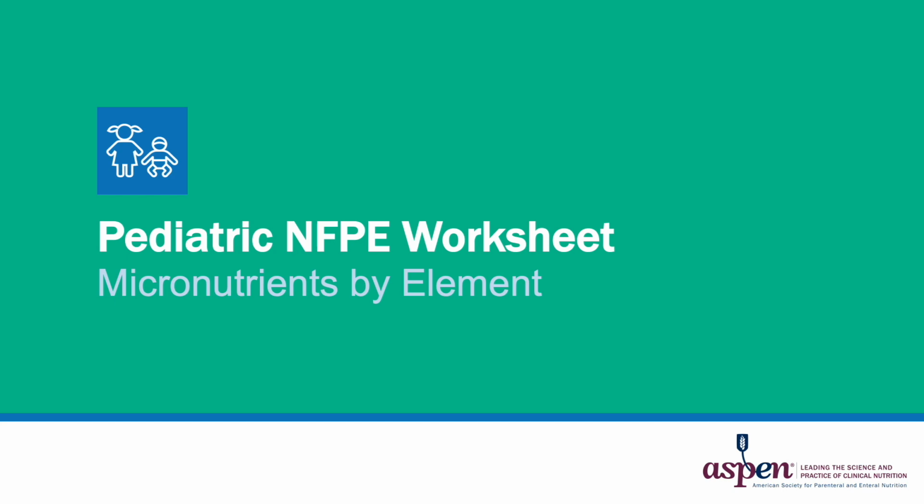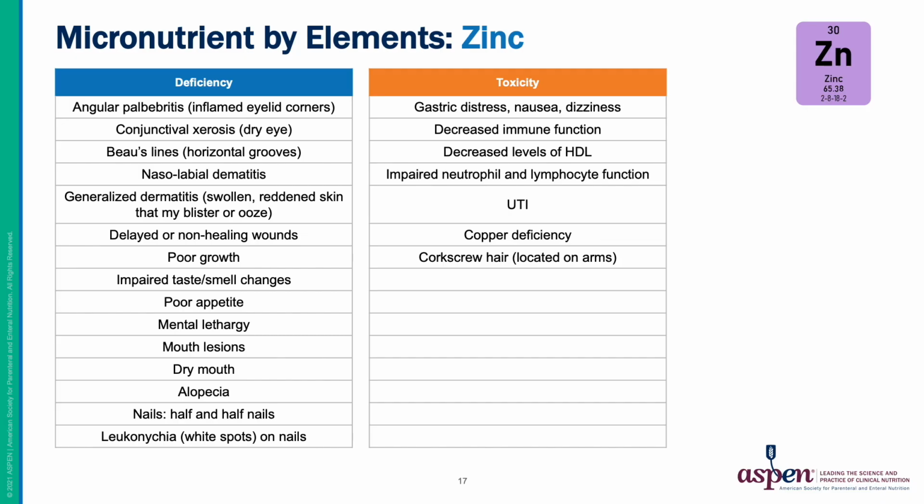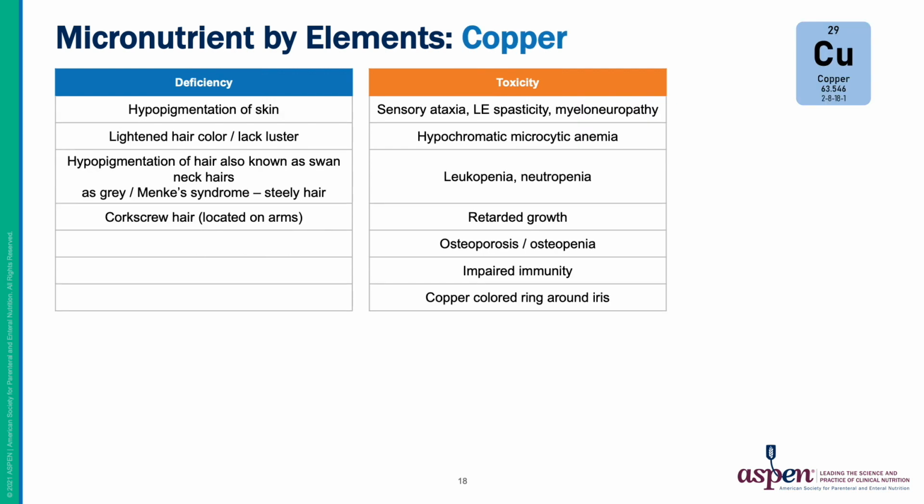Finally, micronutrient by the elements. Use individual worksheets if you need to differentiate between nutrients or are doing a focused exam. Listed here are both signs and symptoms of deficiency and toxicity. This can build a strong diagnosis of either deficiency or toxicity.